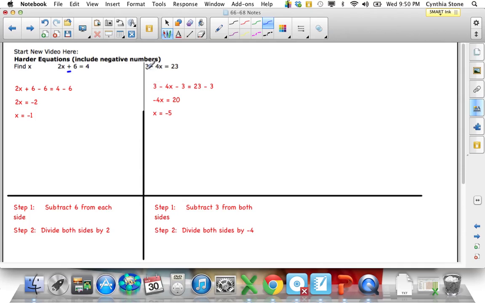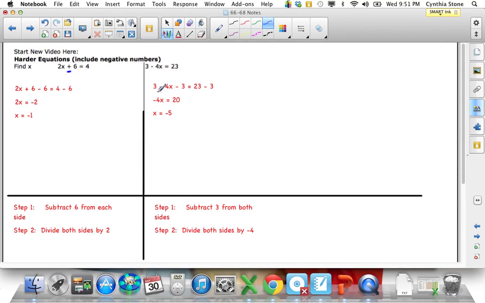In this one here, this one looks tricky. But remember, a 3 just sitting here by itself is kind of like a plus 3. In this case, we're going to subtract 3 from both sides, because 3 minus 3 is 0. And that's really what we want to do, we want to get rid of that 3. So I'm going to subtract 3 from each side to get rid of this, and you end up with minus 4x equals 20.